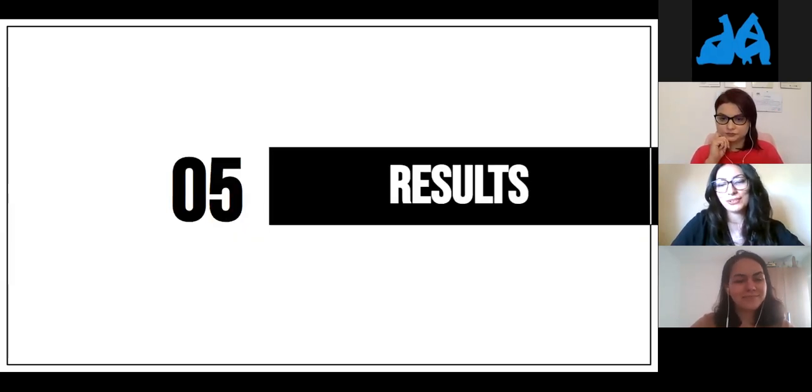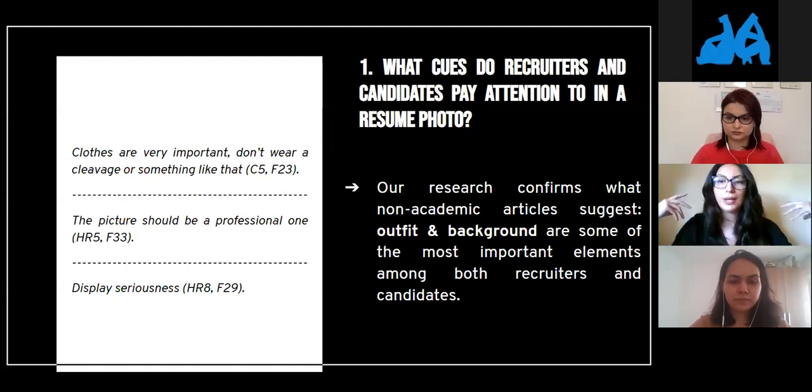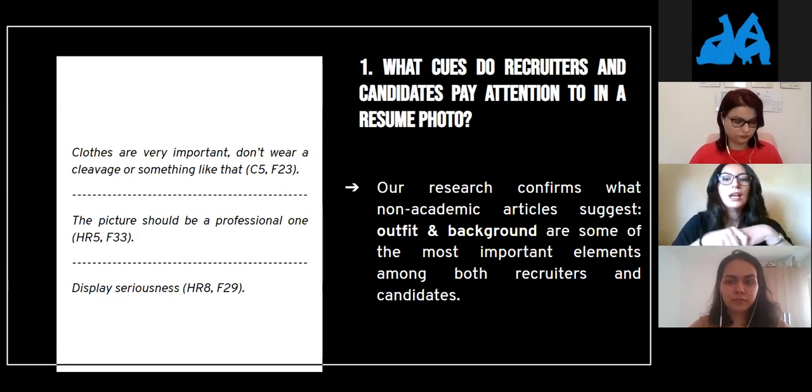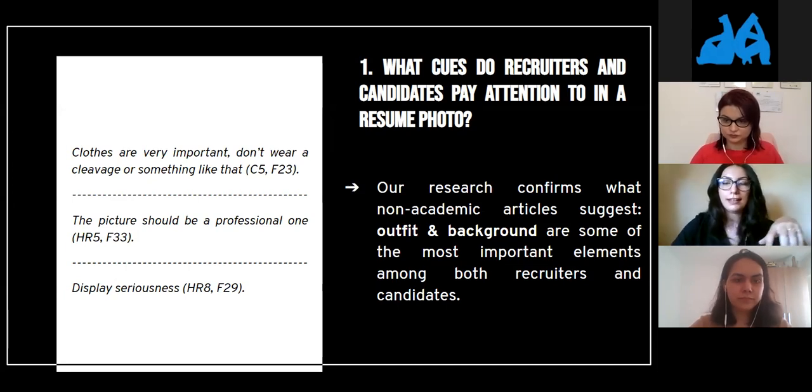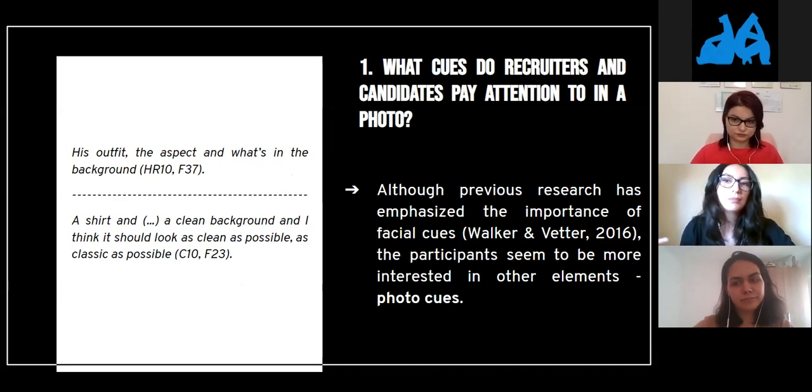And now our results. Regarding our first objective, our research confirms what non-academic articles suggest. Mainly, the outfit that you wear in a resume photo and your background are some of the most important elements for both recruiters and candidates. For example, one candidate told us, clothes are very important, don't wear a cleavage or something like that. Moreover, although previous research has emphasized the importance of facial cues, our participants weren't interested in that kind of element. They were interested in photo cues like the outfit, the aspect, and what's in the background.